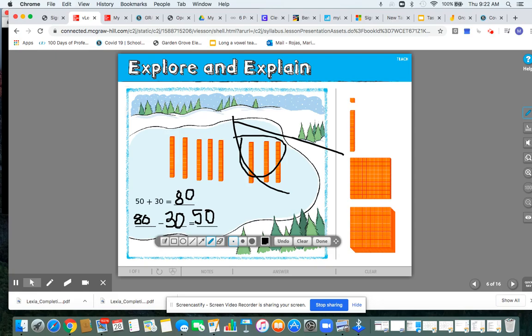Because I know that 30 plus 50 is going to equal 80. So you can always fact check your subtraction problem with an addition problem to help you see if you're doing it correctly. Okay, so let's go to the next page.